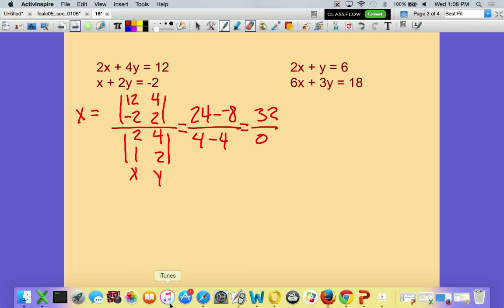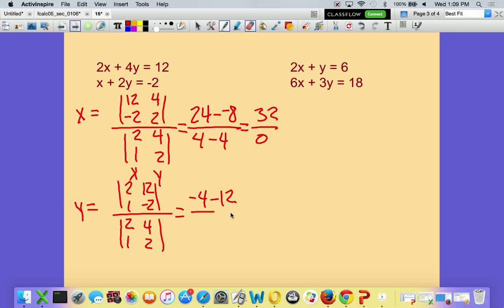That is a problem there. We cannot take 32 divided by 0, so what is going on here? We've got to figure it out. Well, let's see if we solve for y if we get something different here. So bottom, 2, 1, 4, 2. Okay, we're solving for y, so the answer column goes in for y. The x stays the same. Solve this, -4 minus 12 over 4 minus 4. -16 over 0. So what the heck does that mean?